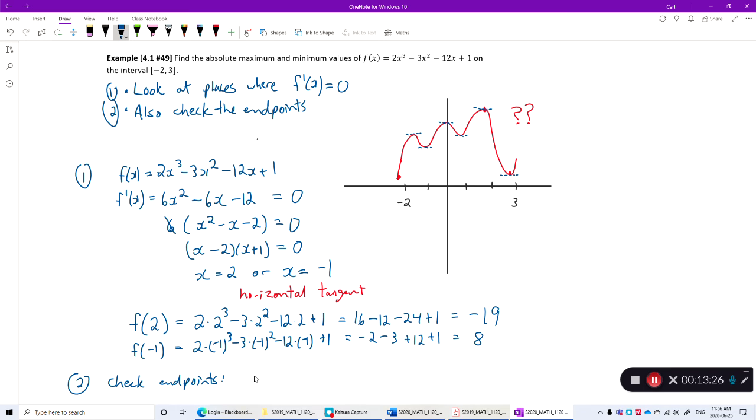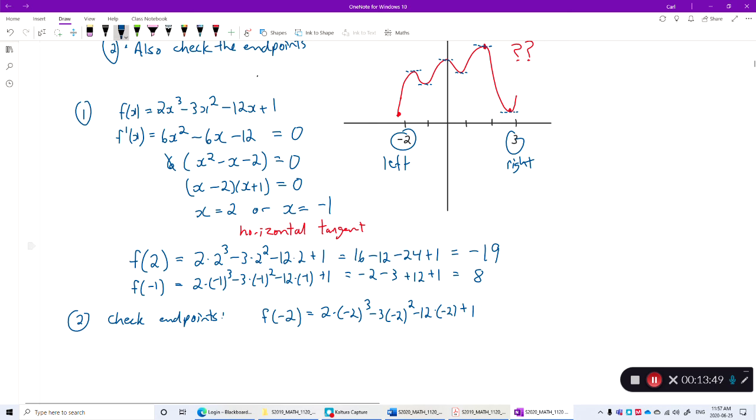So the left side is negative 2, right? That's the left and the right endpoints. f of minus 2 is, let's see, so that gives me negative 8, negative 16, 4, negative 12, plus 24, plus 1, and that is negative 28, negative 4, plus 1, negative 3, right? Okay, and then f of 3.